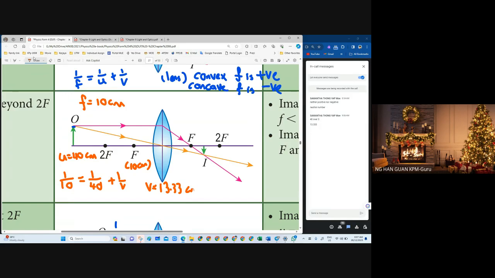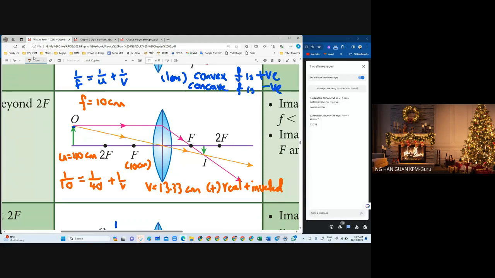13.33 centimeter. Now you see your V is positive, right? Positive means this is real. When it is positive, real must go with inverted. Real is always inverted. So from the final result, V positive, we already know two characteristics of the image: positive is real, and real must be inverted.